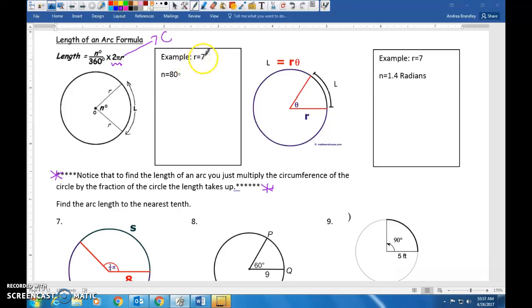So in this example, it says my radius is 7, and then this angle is 80 degrees. So using this formula, I have 80 degrees divided by 360 degrees times 2 pi times the radius, which is 7. And then when I enter this in my calculator, just like the ones above, I'm going to do 80 divided by 360 in parentheses, and then I'm just going to put it all in. So in parentheses, I have 80 divided by 360 times 2 times pi times 7, which gives me about 9.8 for my length.